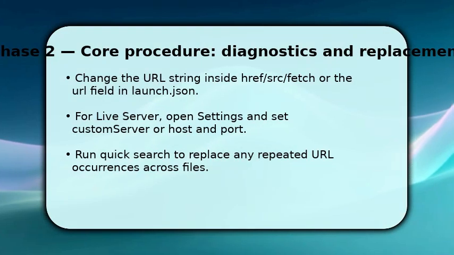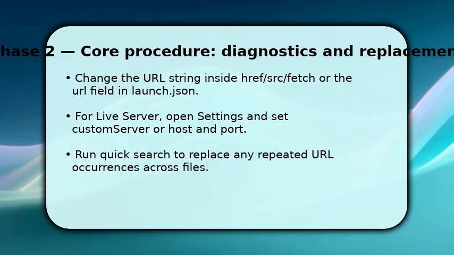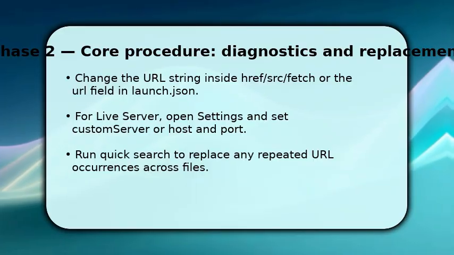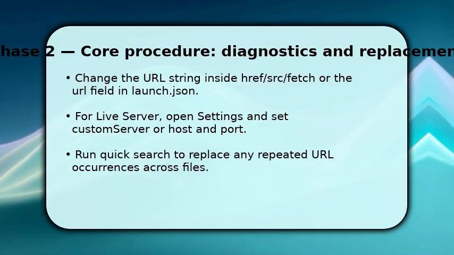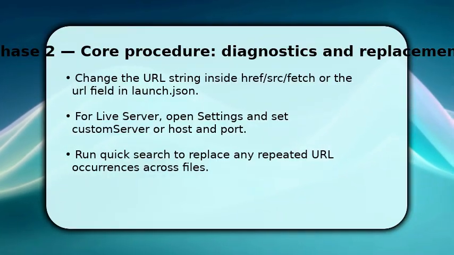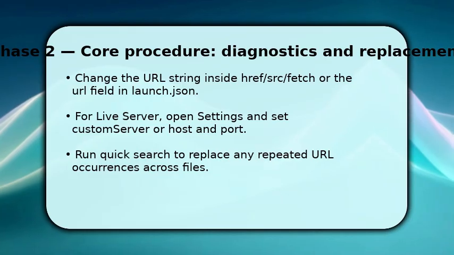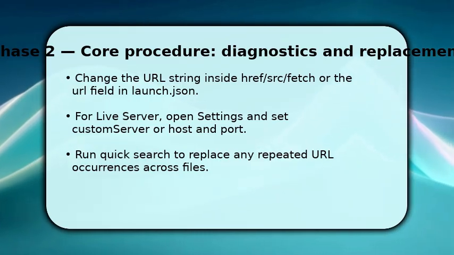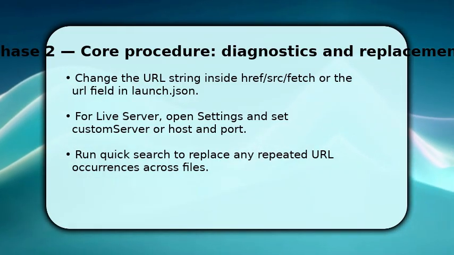You'll now change the actual URL and related settings. Replace the URL inside the HTML tag or JS fetch call with the new address. Use double quotes consistently. If you use live server or the debugger, open vscode/launch.JSON or settings and update the URL, host, or port fields, then save.